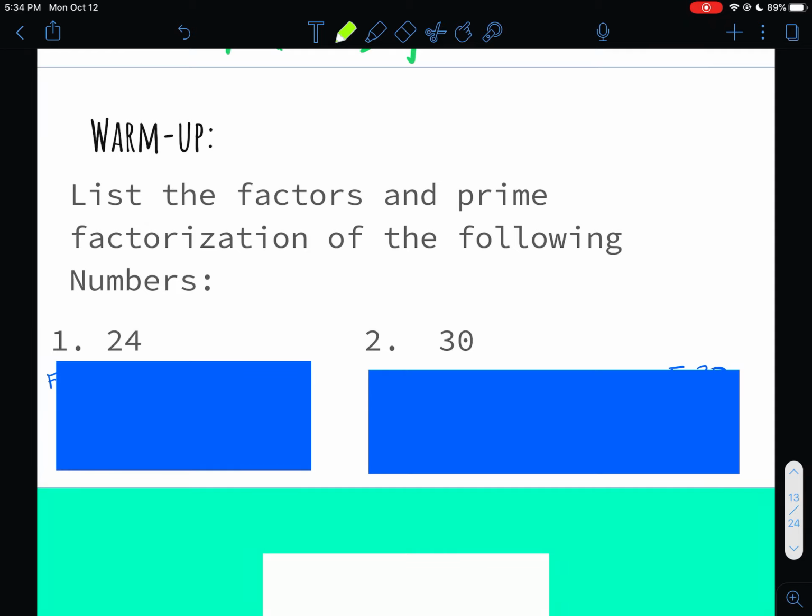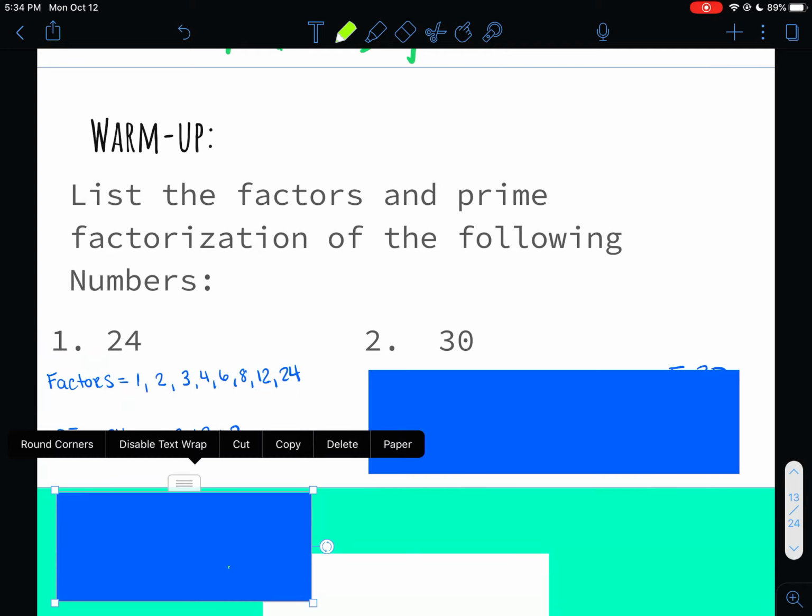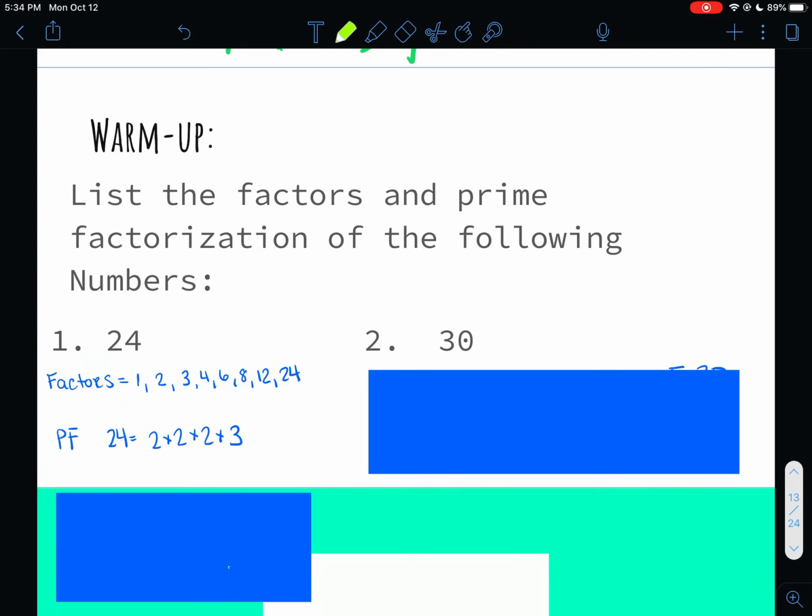Okay, so hopefully you paused the video and you found both the factors and the prime factorization of each number. So the factors of 24 would be 1, 2, 3, 4, 6, 8, 12, and 24. So those are all of the numbers that multiply to give us 24. And then the prime factorization would be 2 times 2 times 2 times 3.